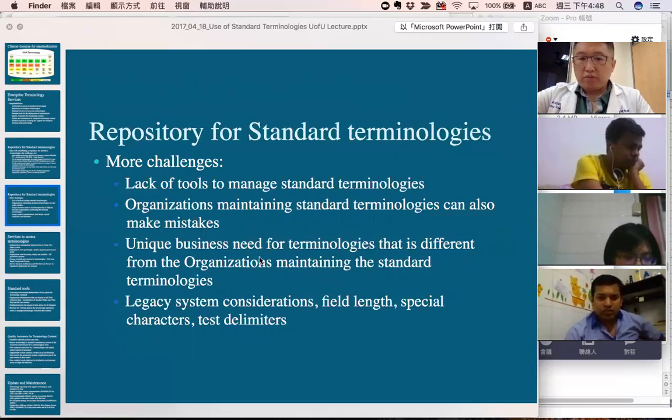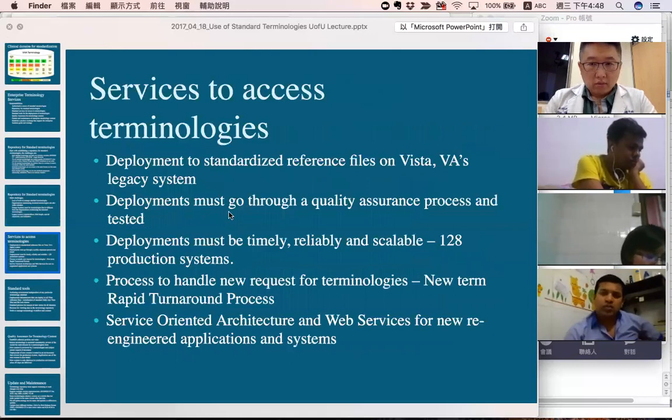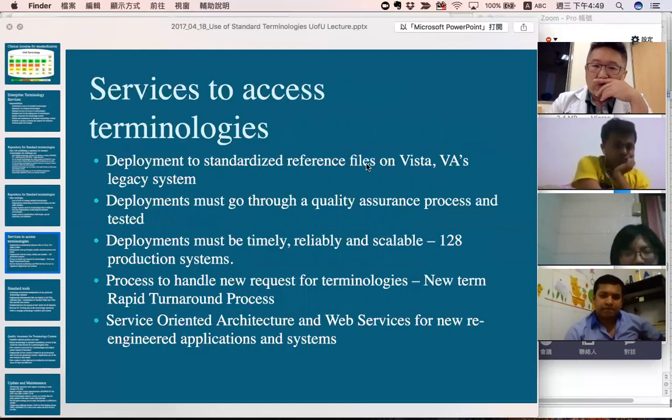So there are different business needs for using the terminology, and legacy considerations. I think each time a hospital creates a system, we will deal with the legacy. So here is some detail about the VA: if they want to develop a system to connect with the VA, they need to go through a quality assurance process.